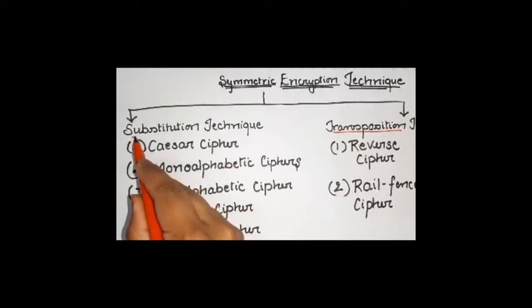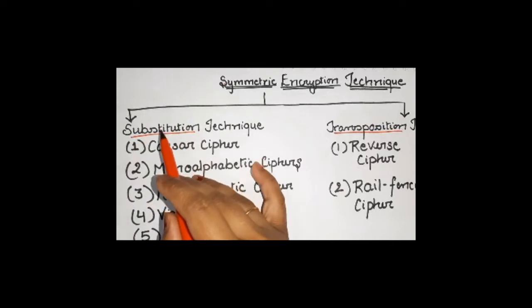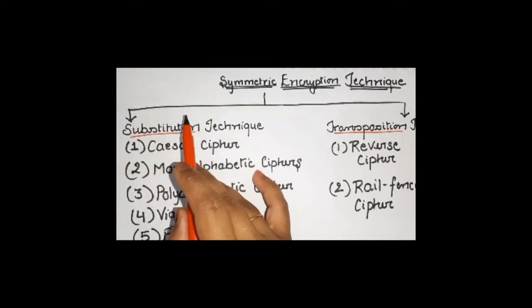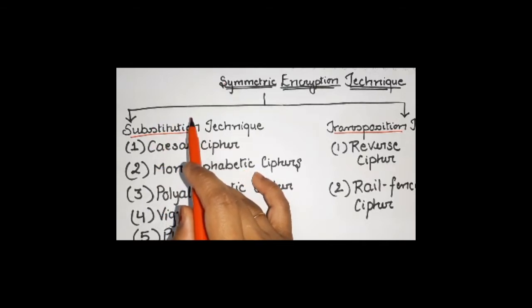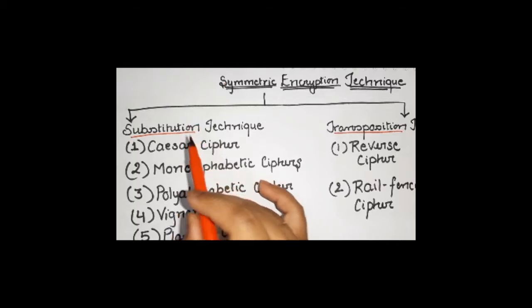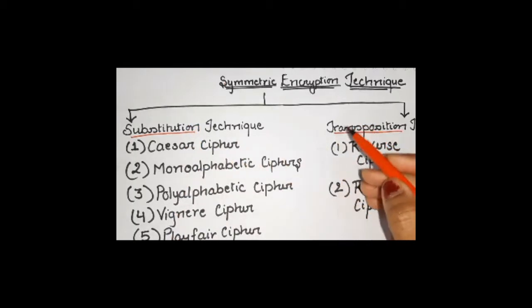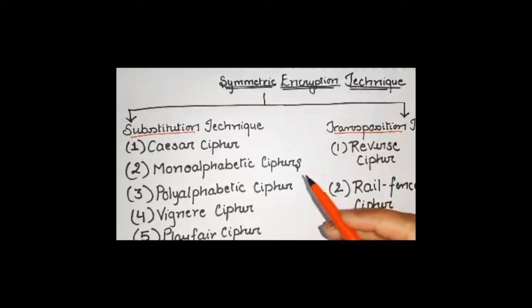And substitution technique means you're going to substitute one letter of plain text by another. The other could be anything: a number, a letter, or a special character. Whereas transposition is just rearranging. You just scramble the letters of the plain text to form some other ciphertext. That is called transposition technique.